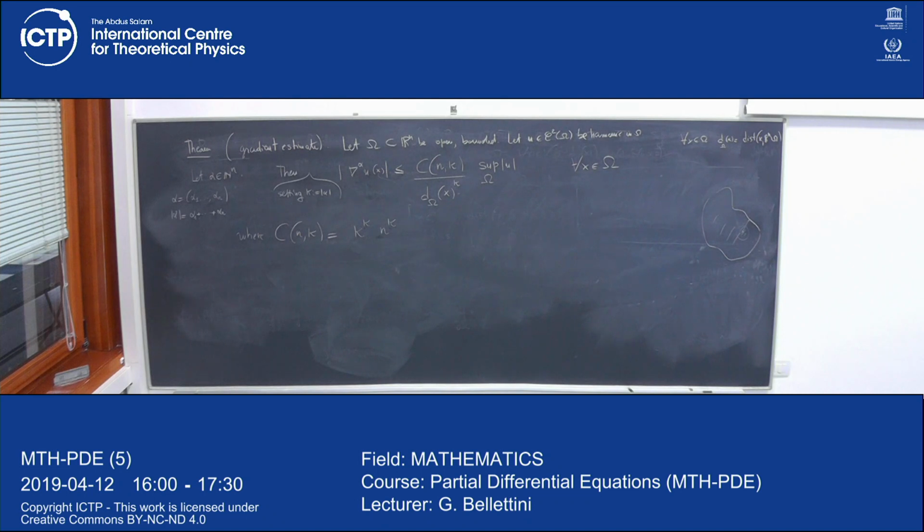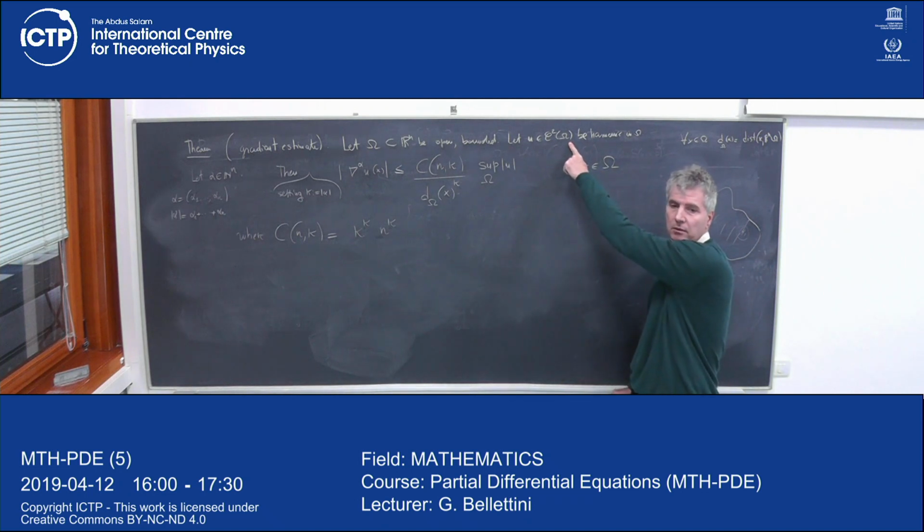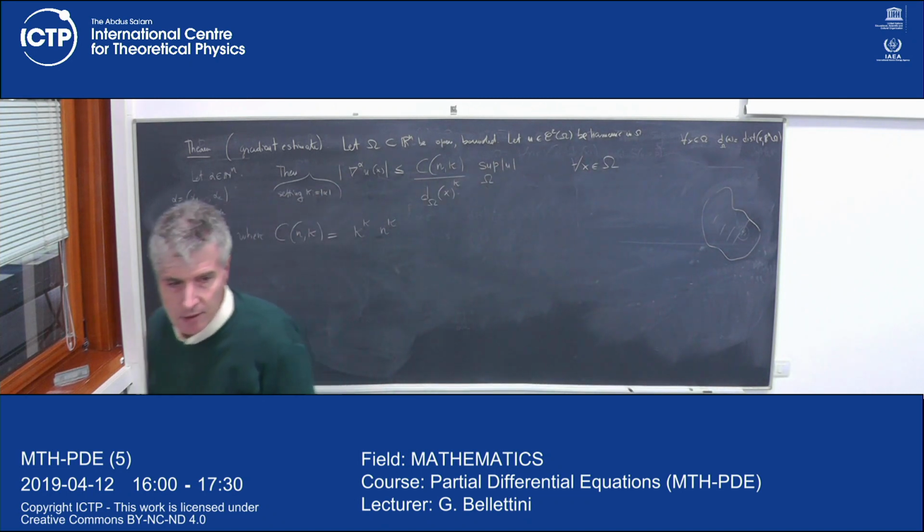Is the statement clear? Yes. If we know that u is harmonic, the supremum can be taken on the boundary. I have not written here that u is continuous up to the boundary, so this supremum could in principle also be plus infinity. If it is plus infinity, there is nothing to prove.